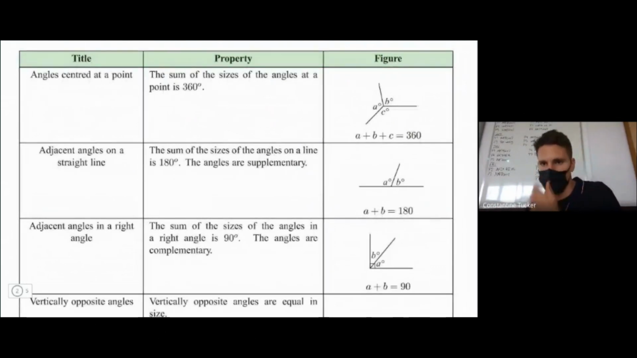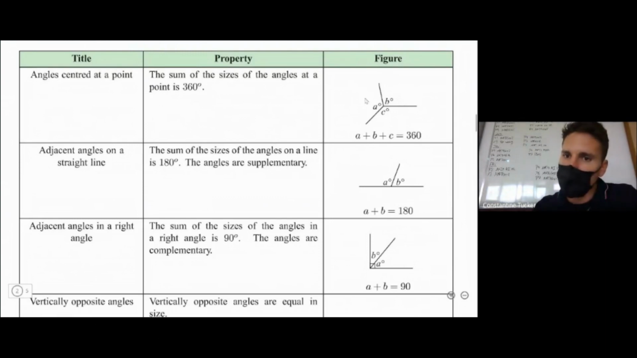Angles around a point. I think everyone in this room, hopefully, knows that a full circle has 360 degrees, so if we do a full turn, that means if you have three angles around a point, they add up to 360 degrees. That's pretty much it. The second fact, adjacent angles in a straight line. So we say angles in a straight line here add up to 180 degrees. Now, why is that? Let me just start doing some things here.